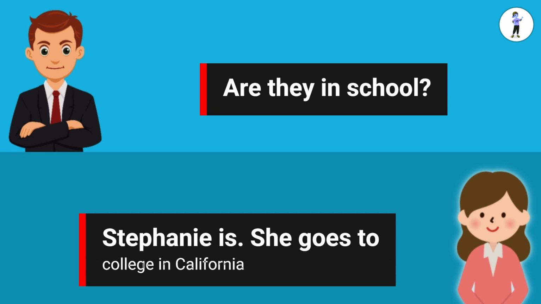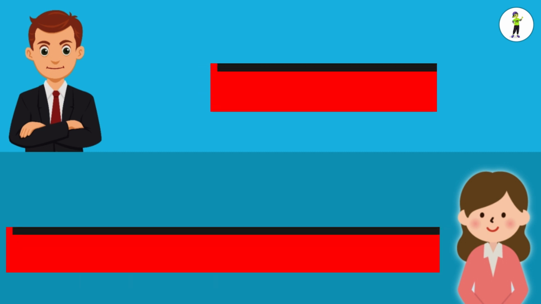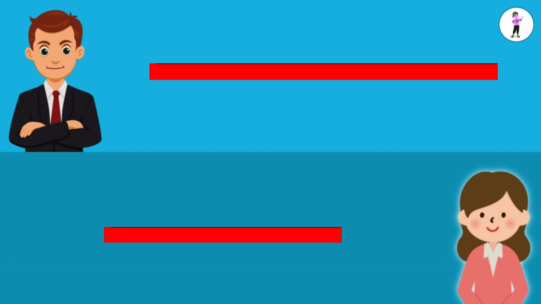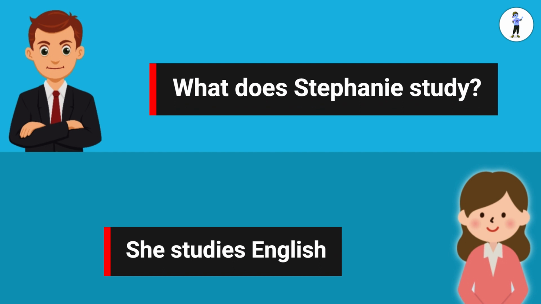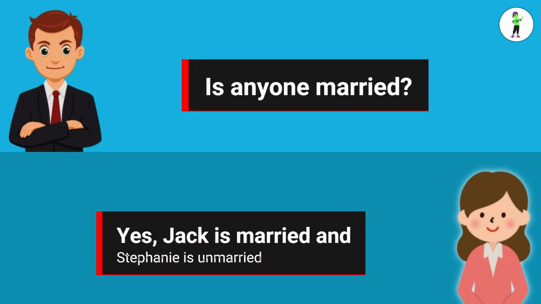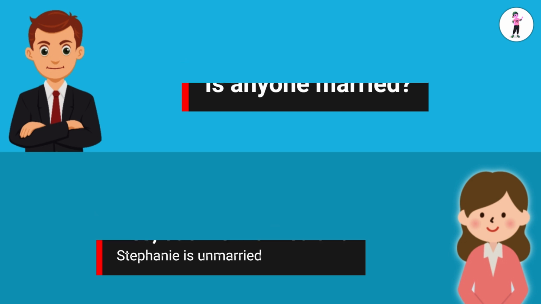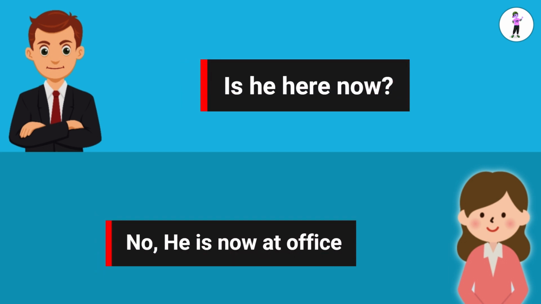Are they in school? Stephanie is. She goes to college in California. How about Jack? He works in Florida, a private company. What does Stephanie study? She studies English. Is anyone married? Yes, Jack is married and Stephanie is unmarried. Is he here now? No, he is now at office.